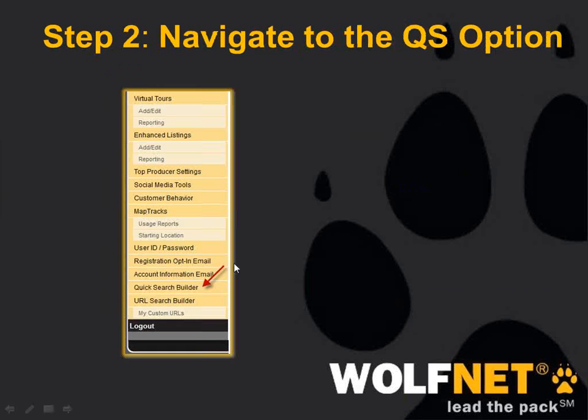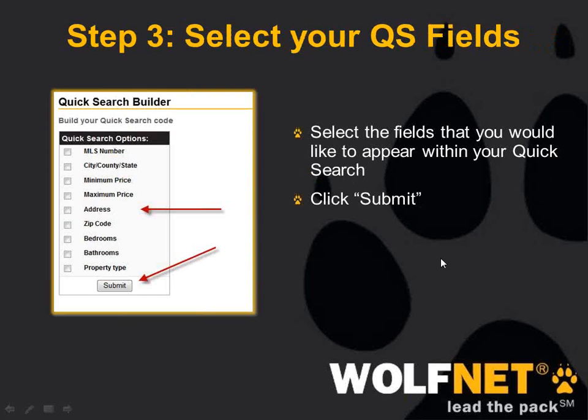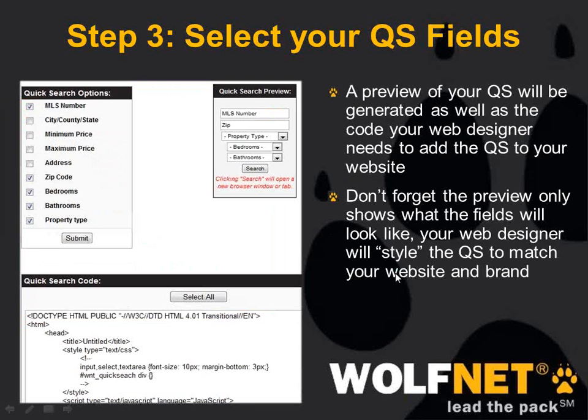Once you've logged in, you'll be presented with the familiar back office. And basically what we're going to do then is just go right down to the left navigation bar to the actual quick search builder item. So click on that, and then you'll be presented with the quick search options screen. You can select any combination of these criteria. And once you have that selected, hit submit, and it will show you, depending on what you've selected over here, a little preview of how it may look on your site. And then down below it'll generate all the code.